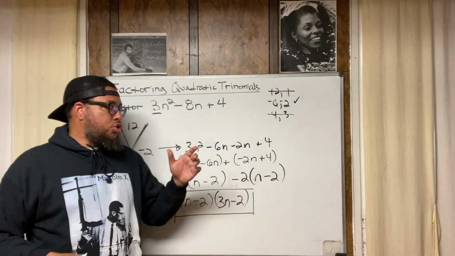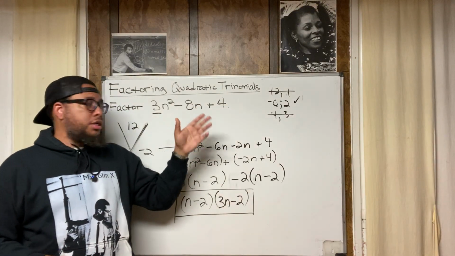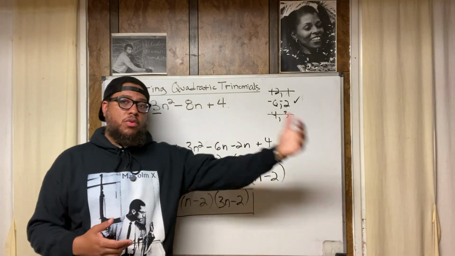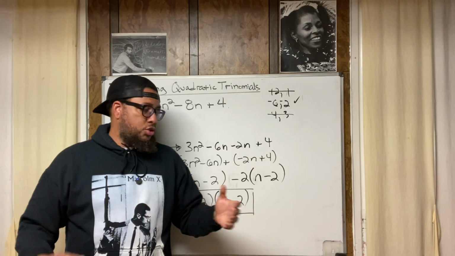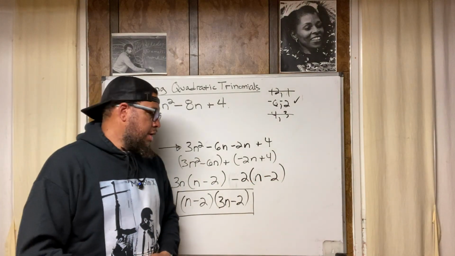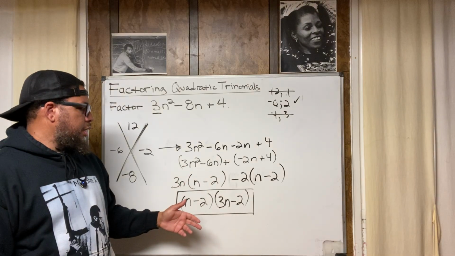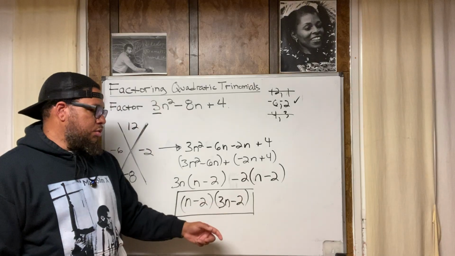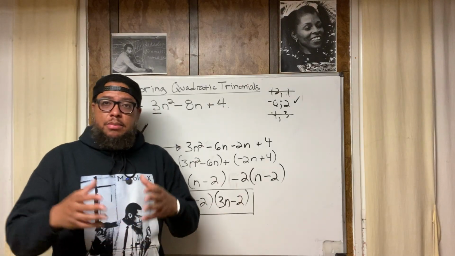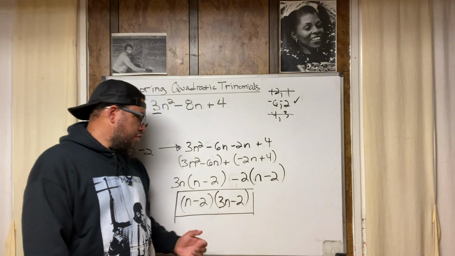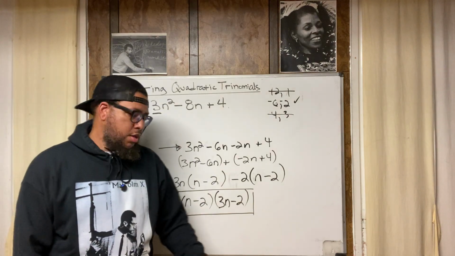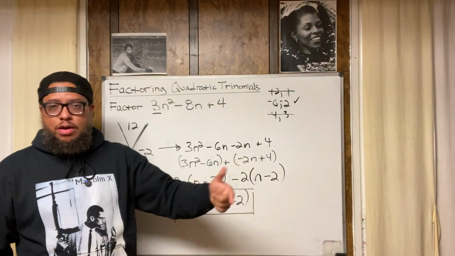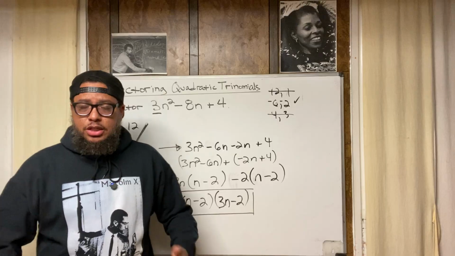So that's number one. Number two, if we're in an algebra situation, this could have been an equation. We could have said 3n squared minus 8n plus 4 equals 0, solve for the variable n. One way to solve an equation like that is to factor it out. And now that we have two linear binomials, we can break them down and set up separate equations, n minus 2 equals 0 and 3n minus 2 equals 0, and then solve for n.